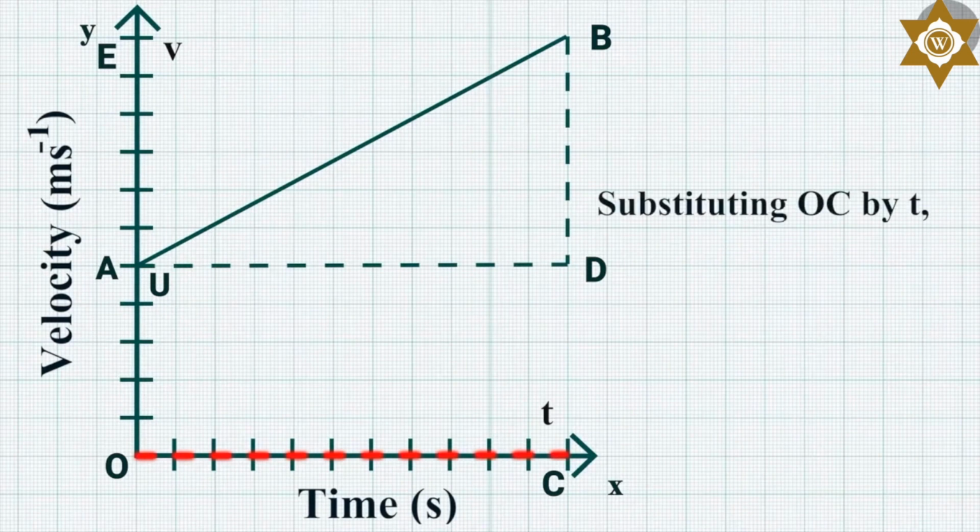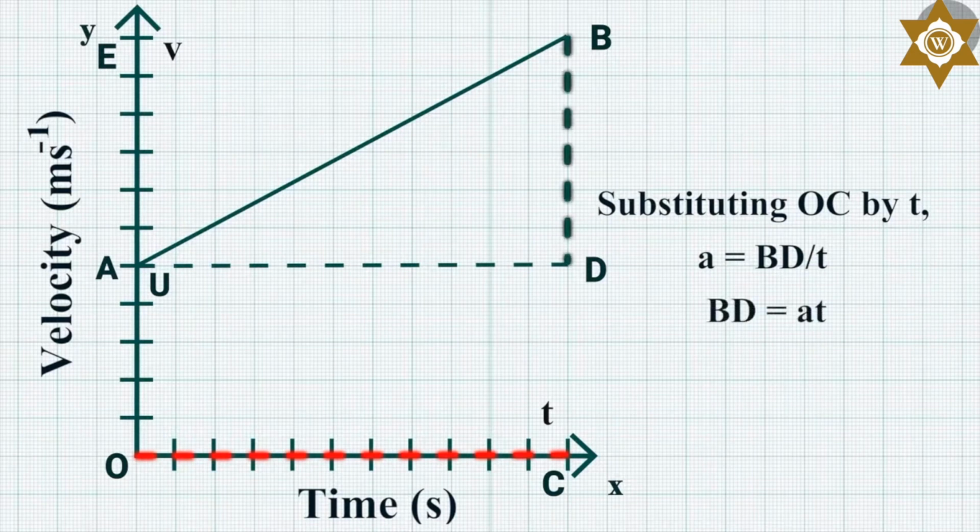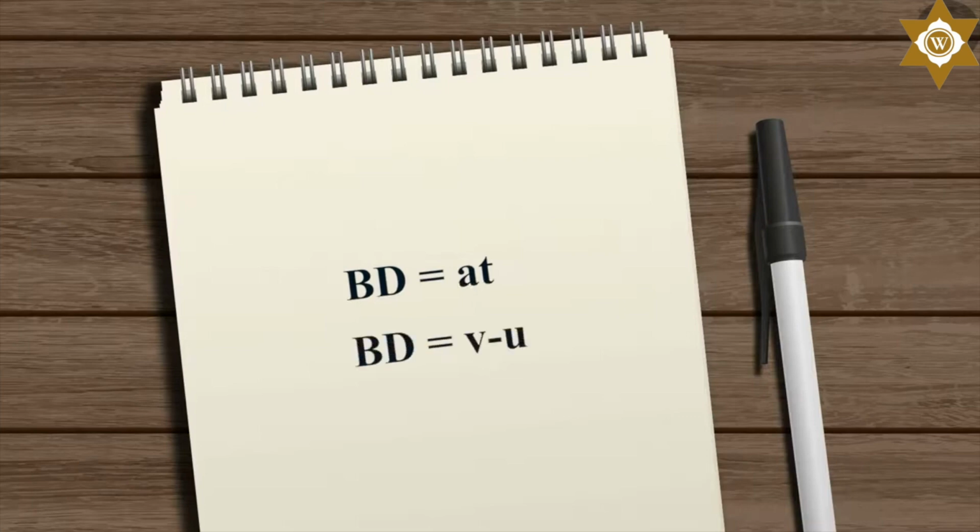Substituting OC by t, we get a is equal to BD upon t. BD is equal to at. By substituting the value of BD is equal to at in BD is equal to v minus u, we get v is equal to u plus at.